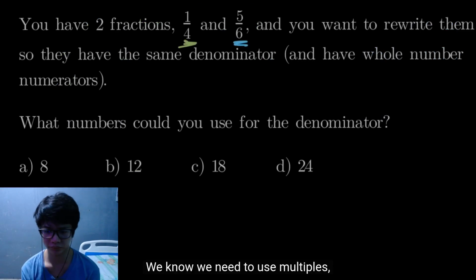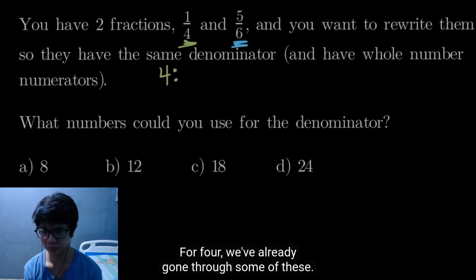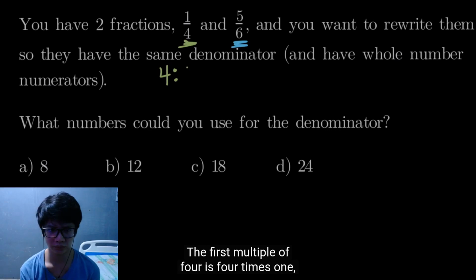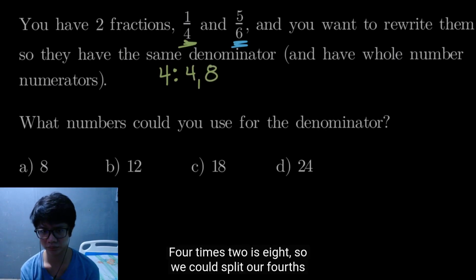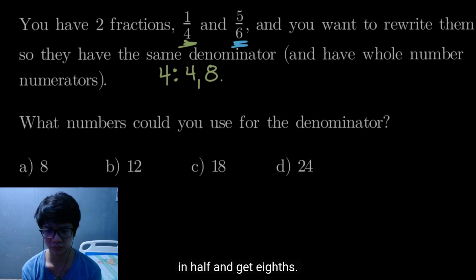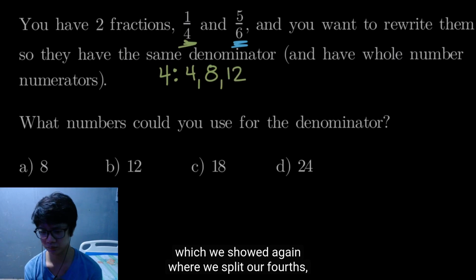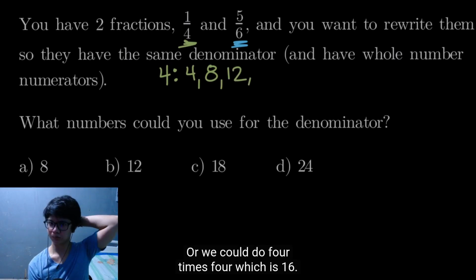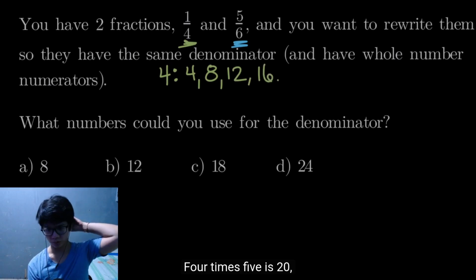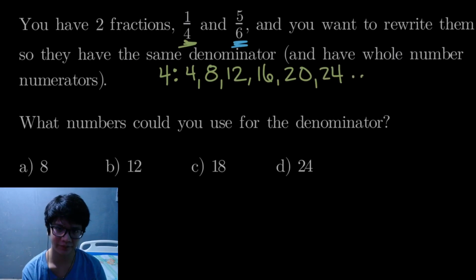Well, we know we need to use multiples, so let's look at the multiples. For 4, we've already gone through some of these. The first multiple of 4 is 4 times 1, which is 4. Second multiple of 4 is 8. 4 times 2 is 8, so we could split our fourths in half and get eighths. Or we could say 4 times 3 is 12, which we showed again, where we split each fourth into 3 equal pieces. Or we could do 4 times 4, which is 16. 4 times 5 is 20. 4 times 6 is 24, and so on.